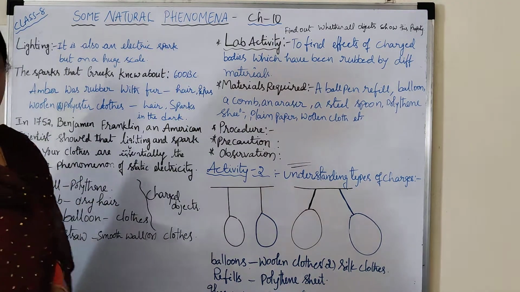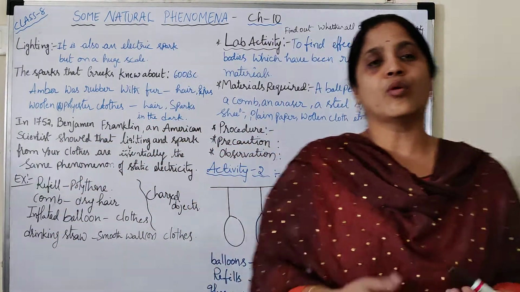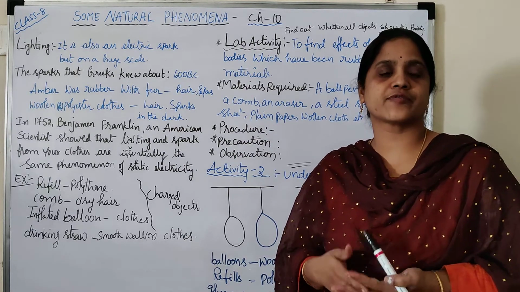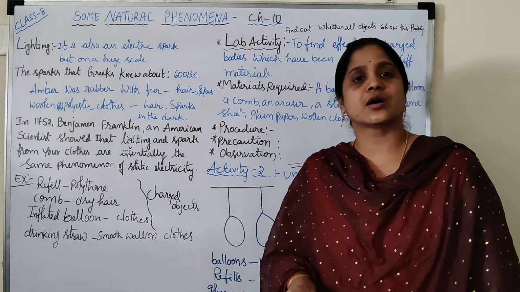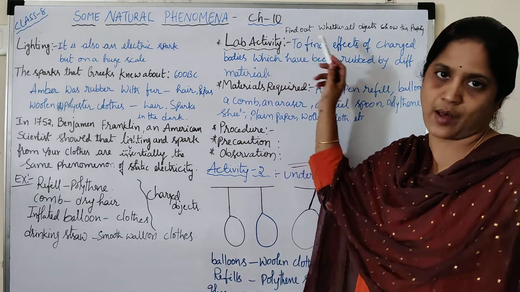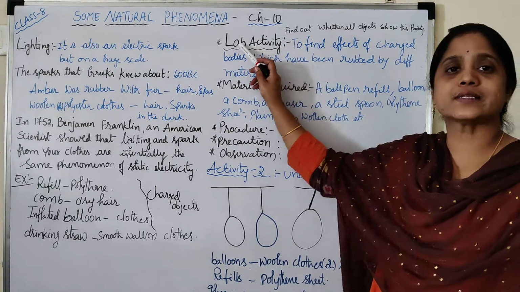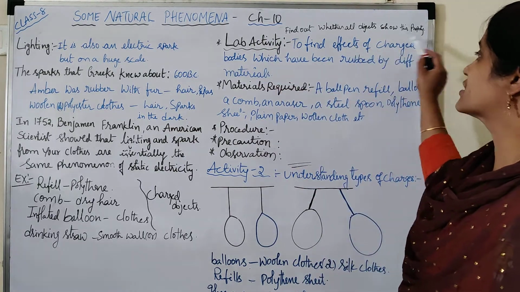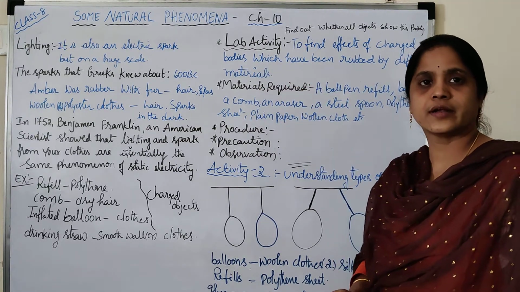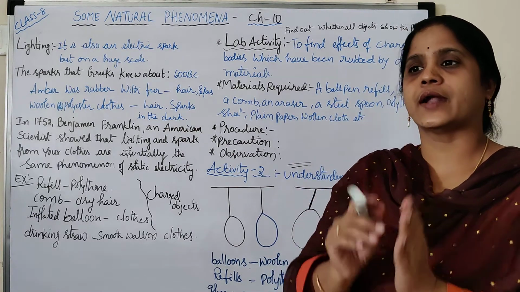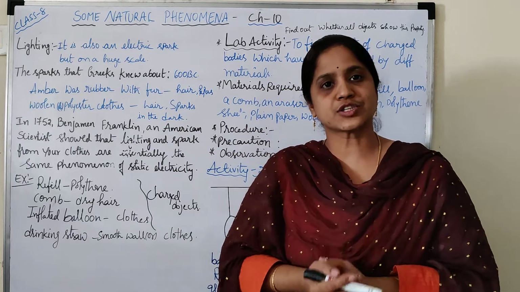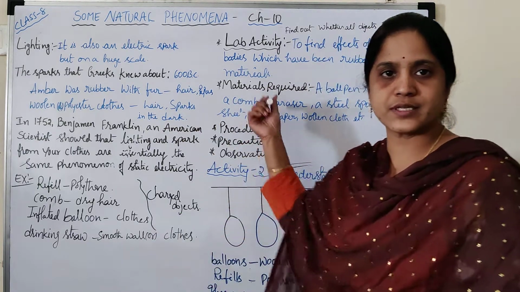Now in activity 2, we shall learn more about that, some of the objects when it is rubbed with different objects, whether they acquired the charge or not. So it was given in our textbook as a lab activity. See, what is lab activity? To find effects of charged bodies which have been rubbed by different materials. So take different objects and rub these objects with the different materials. Will they acquire the charge on their bodies or not? For that we have this lab activity.